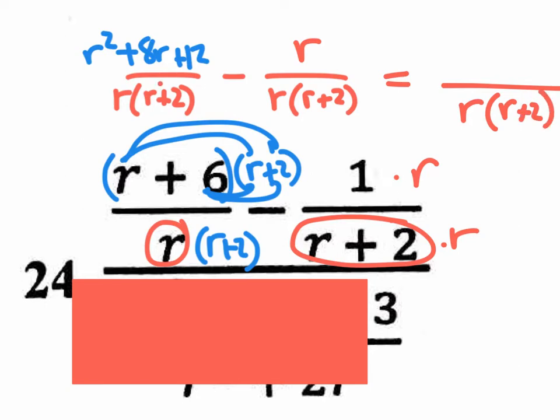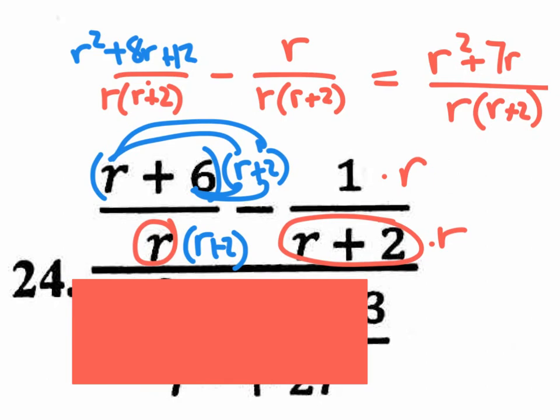So when I start combining, I have an r squared that I can't combine with anything else up on top. So that is the first part of my answer, r squared. And then the 8r, the positive 8r, I could combine it with this minus r. So what is 8r take away r? 8r take away r is positive 7r. And last but not least, we have a 12 that I can't combine. So let me just put a 12 up there also. Plus 12.